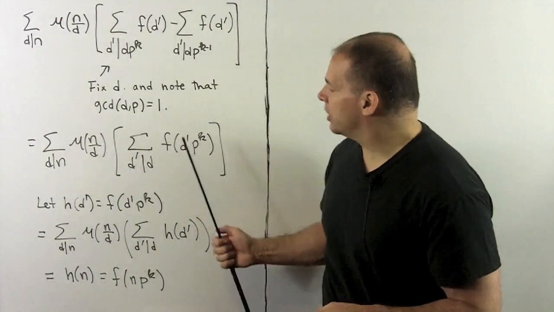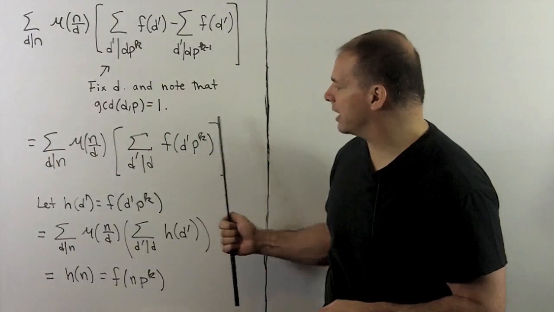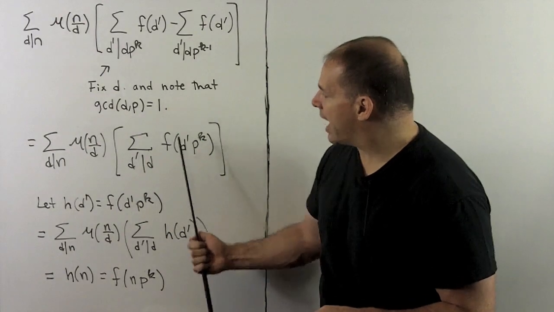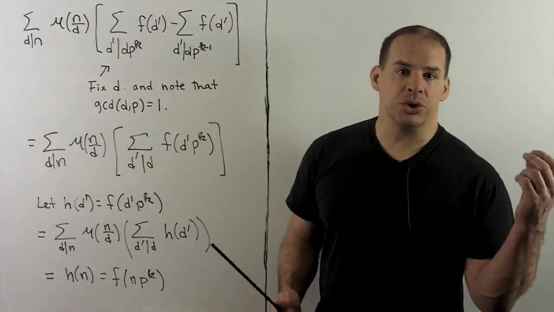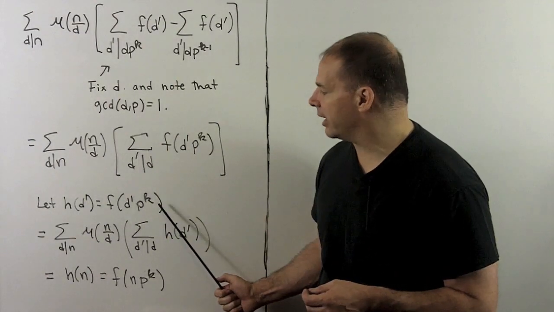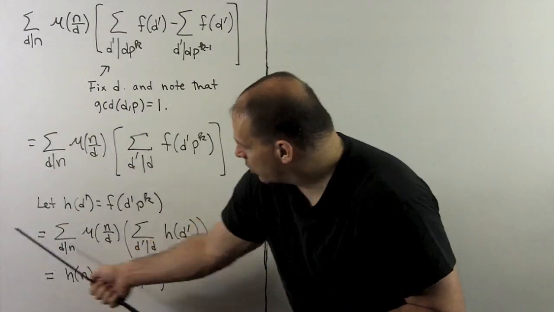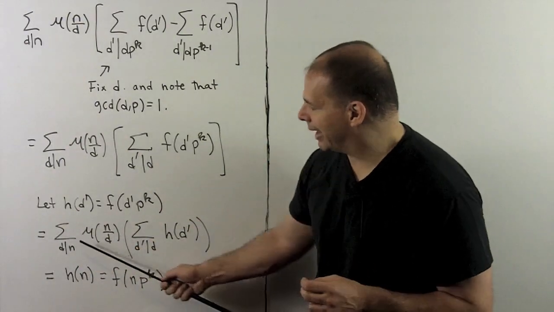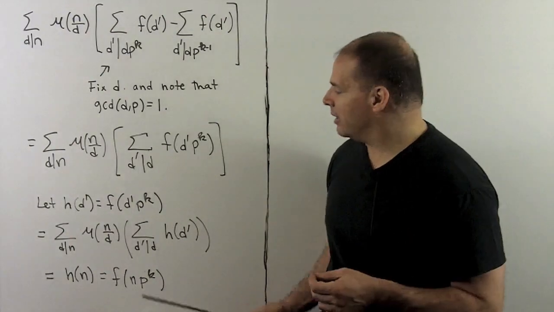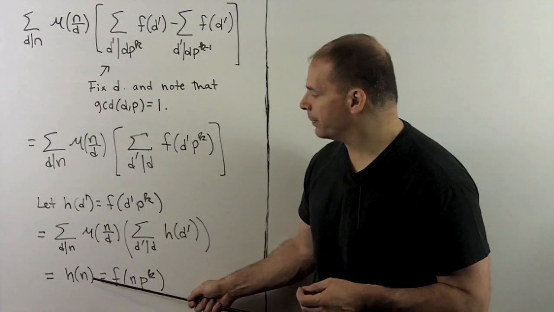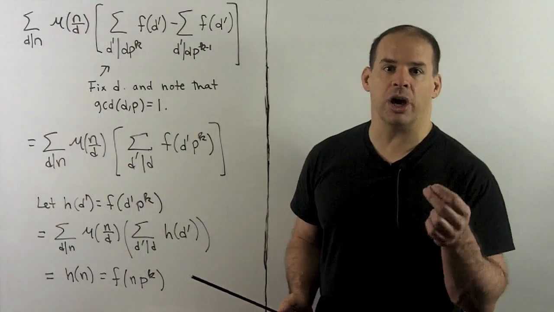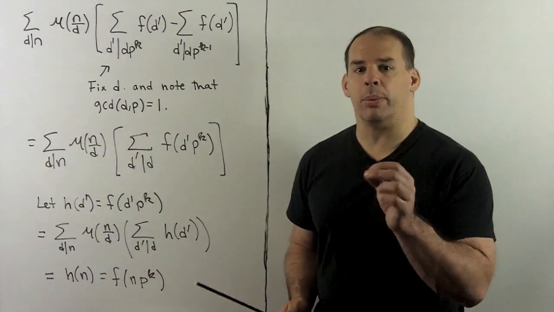So we go from here to this sum. I have f of d prime times p to the k, where d prime ranges over the divisors of d. Now, to take out the p to the k, we're going to introduce a new function. I'll define h of d prime to be f of d prime times p to the k. That gives an equation entirely in terms of n. So that means we can invoke our induction hypothesis, and this expression is equal to h of n. Now, I substitute back in, we have f of n times p to the k, which is what we wanted to show. So that gives our proof of the Mobius inversion formula.